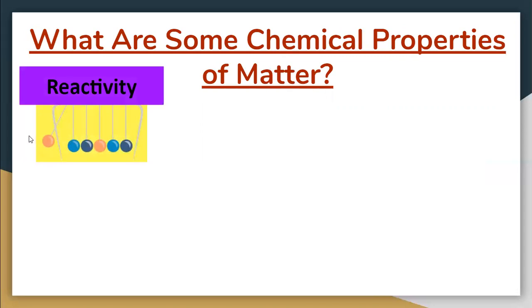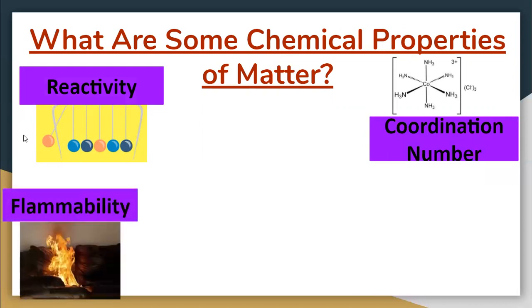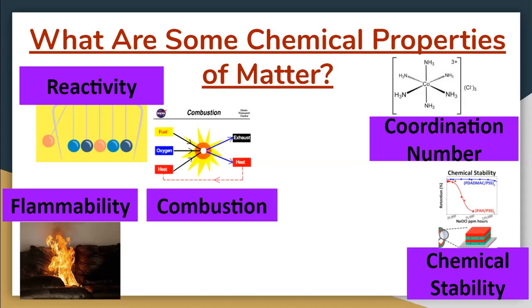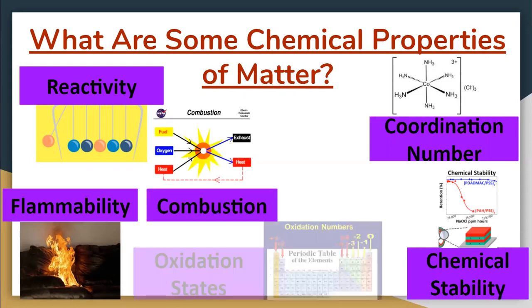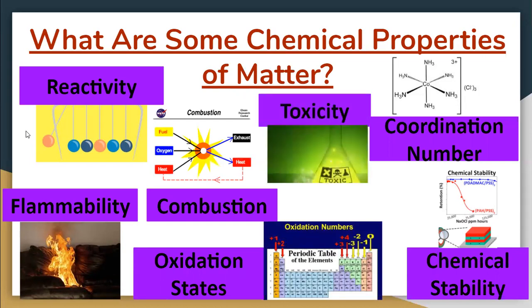Reactivity. How well does it react to other chemicals or other substances? That's a chemical property. Coordination number. That is a chemical property. Flammability is a chemical property. What's flammability? How quickly or how easily something burns. Chemical stability is a chemical property. Combustion is a chemical property. And oxidation states is a chemical property. And finally, toxicity is a chemical property.